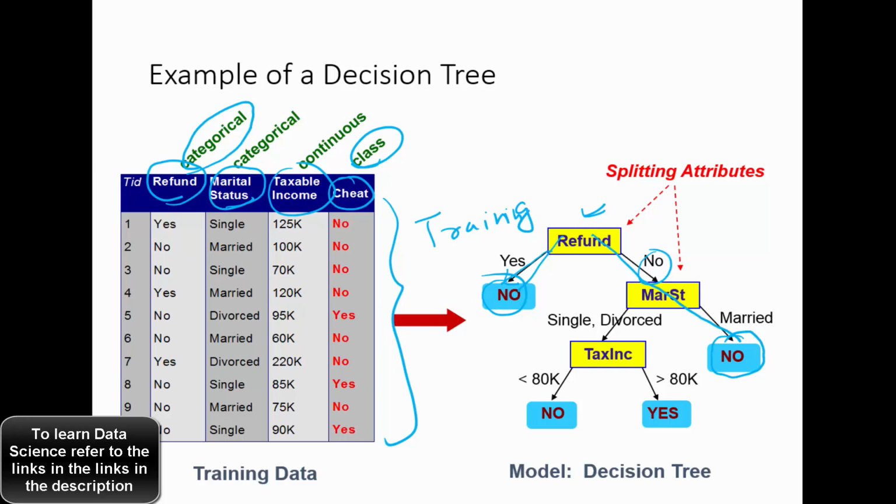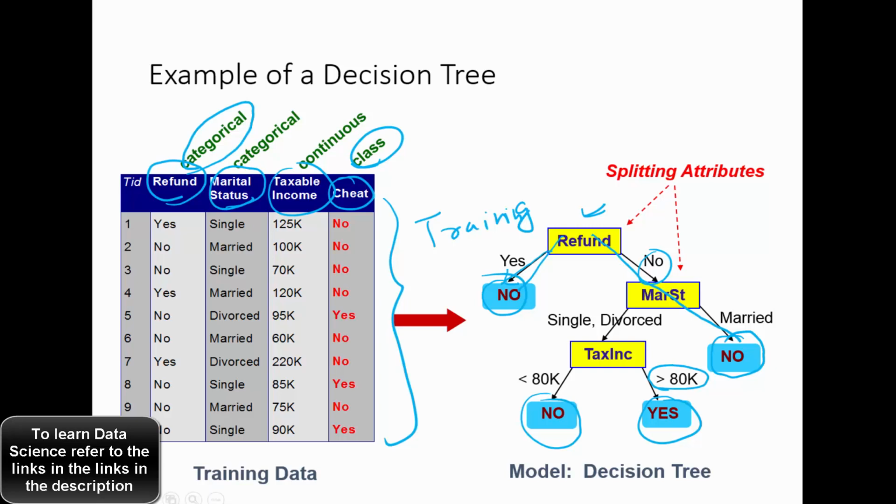The taxable income. If the taxable income is greater than 80K, then he is not going to cheat you. But if that's not the case, then he is going to, sorry, I said it wrong. If the taxable income is greater than 80K, then he's going to cheat you. Otherwise, he's not going to cheat you.